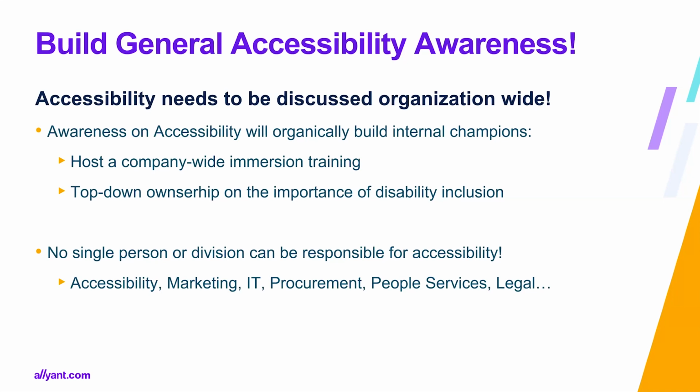You still have to have marketing, IT, procurement, people services, legal, all buying into accessibility to really impact change. So I would say, if you're on this call and you're trying to drive some of this stuff forward, keep fighting the good fight and build those champions. And I think one of the best ways you can do that is that organic building of other internal champions through an immersion training. And it's something we do a lot. We'd be happy to do it for your organization.